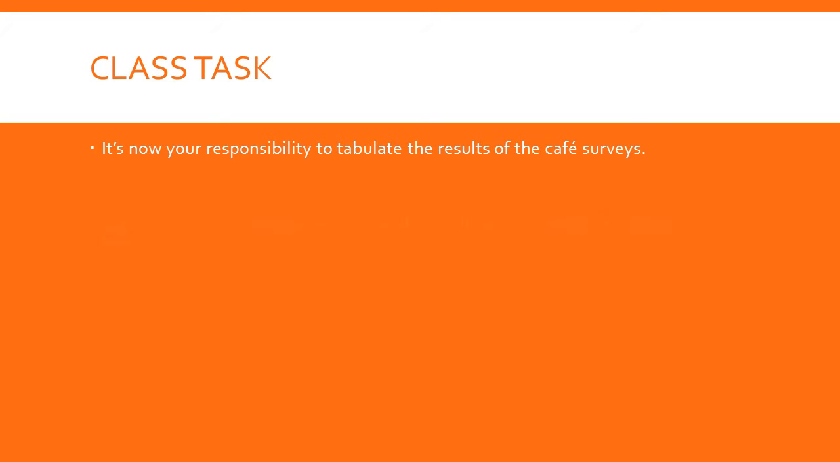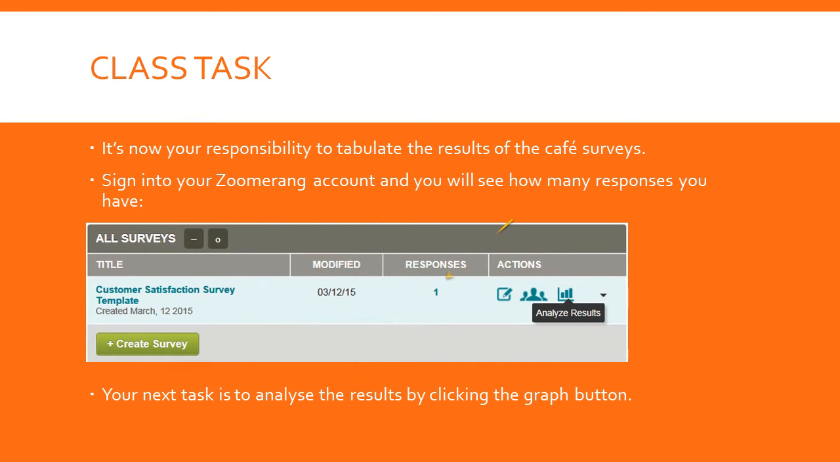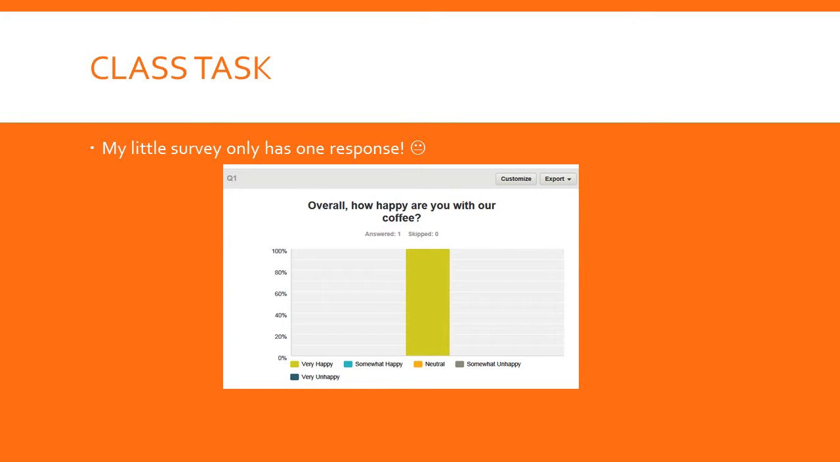So you'll sign into your Zoomerang account and you'll see how many responses you have. It'll come up just like this. Then your next task is to analyse the results by clicking the graph button. So you click this graph button here. And looking at my results, my little survey only has one response. So you should have multiple responses, so your graph will look a little bit different to this.